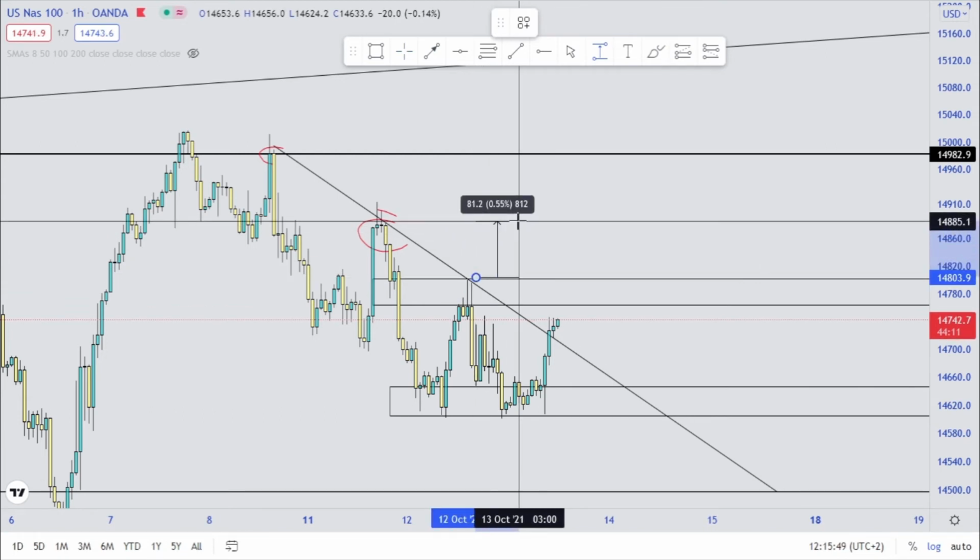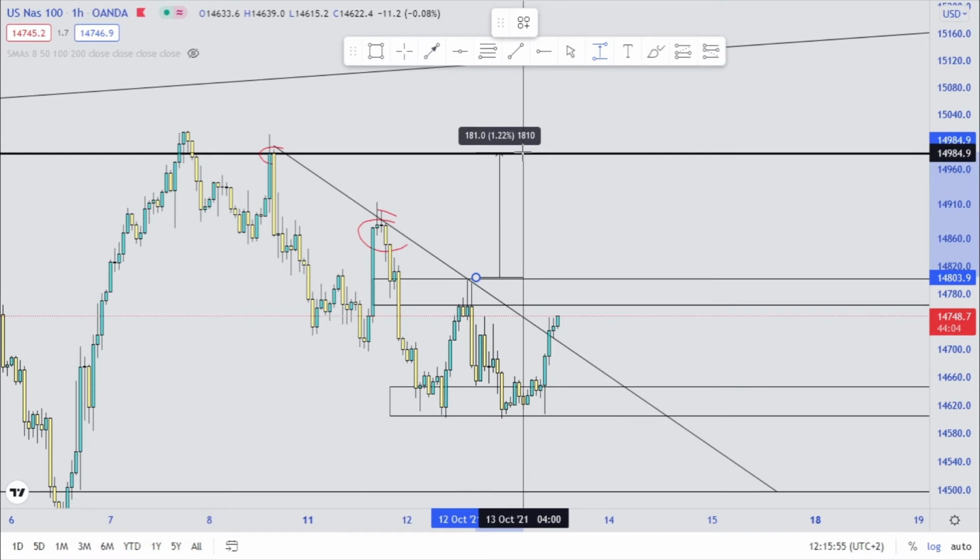And then it's like 81 points, and if we break structure lower highs, then we will see that price will most likely continue to the upside to the region of 14984 easily, guys, and that's around 180 points to the upside.